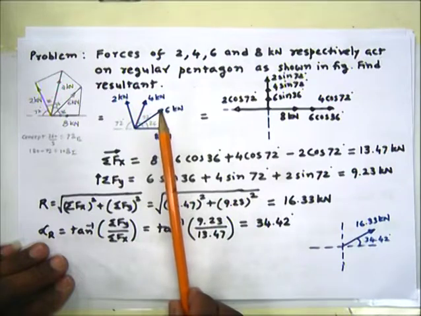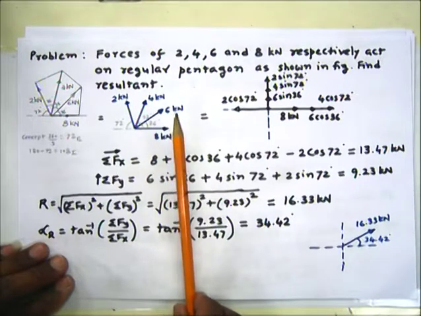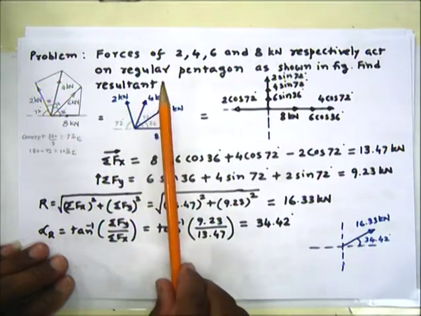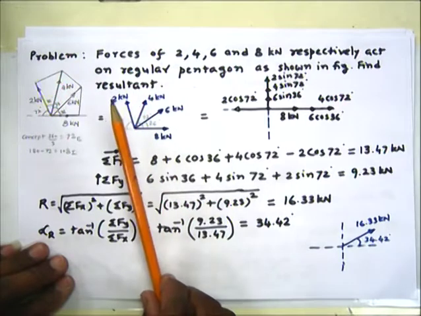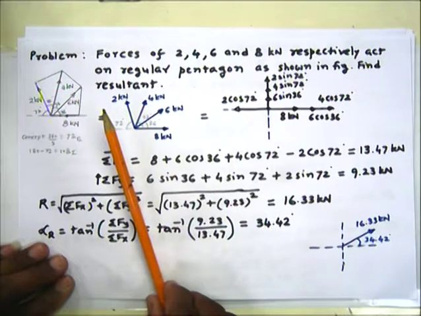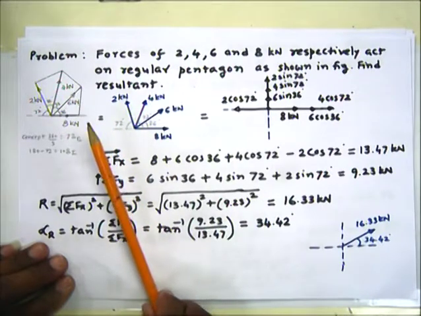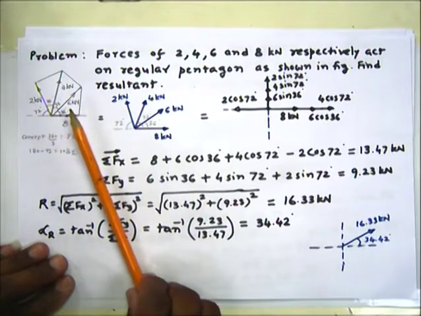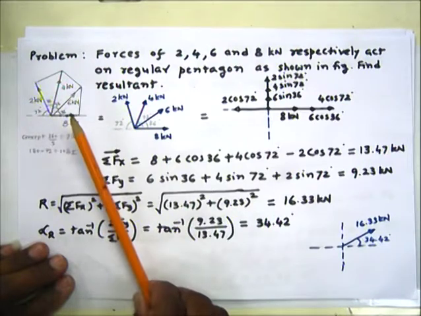Here with this axis, the angle of the 6 kilonewton force is 36 degree. Using the geometry of a regular pentagon, we can find the internal and external angles. 360 divided by 5 will give you 72 degree. The interior angle is 108 degree, sorry, 108, and if you deduct that value from 180, it will give you 72 degree. So the interior angle and exterior angle will be 108 and 72.